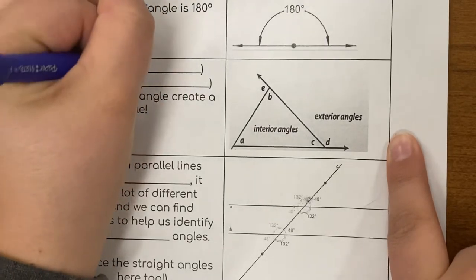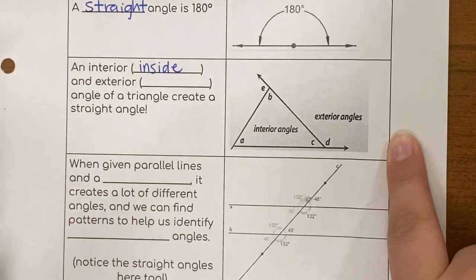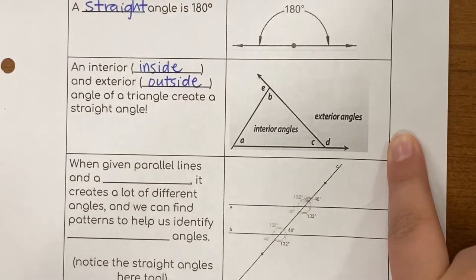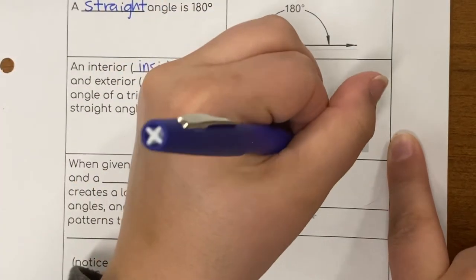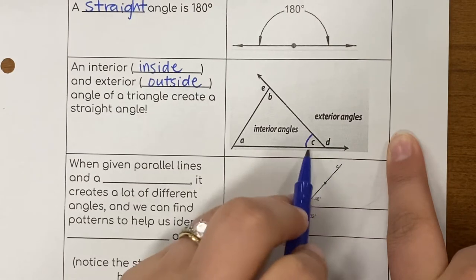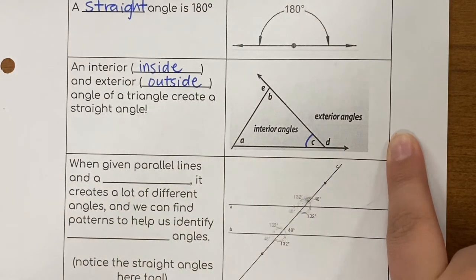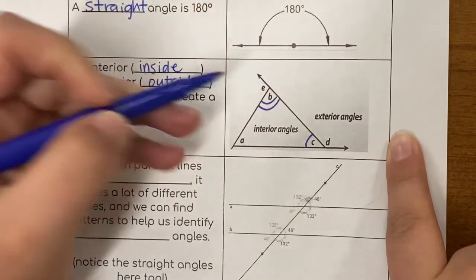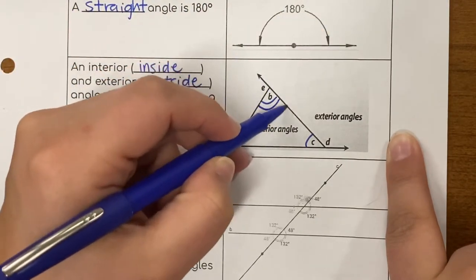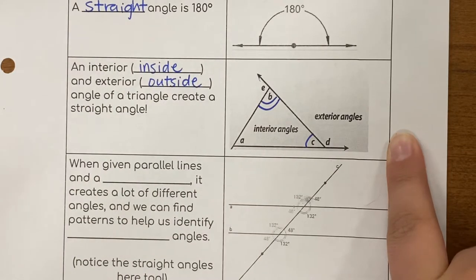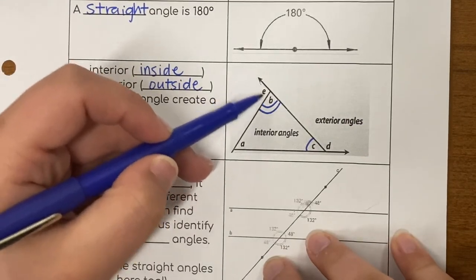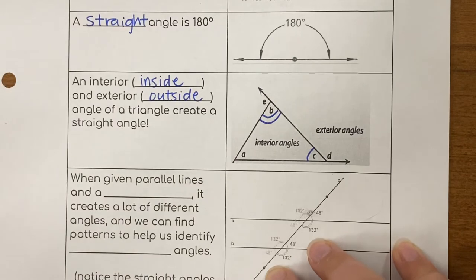An interior, which is the inside, and an exterior, which is the outside, angles of a triangle create a straight angle. So this right here, angle C and angle D, when I add those together, they equal a straight line. So it creates a straight angle. Same thing right here, angle B and angle E, whenever those two angles are combined, then it creates a straight line, a straight angle. Which means that whenever these two angles are added together, they have to equal 180 degrees.